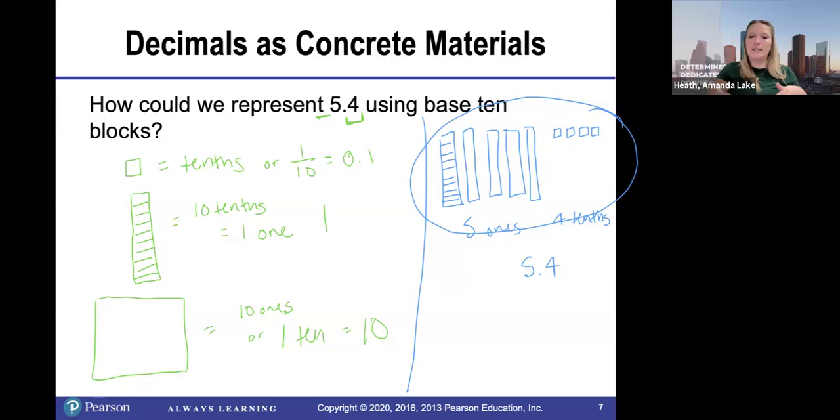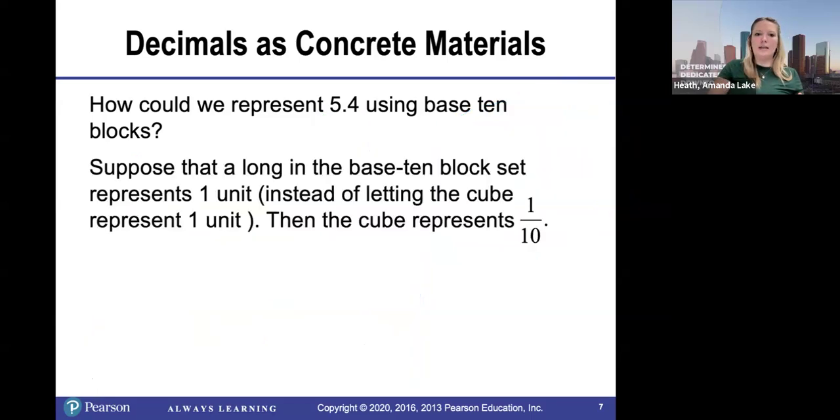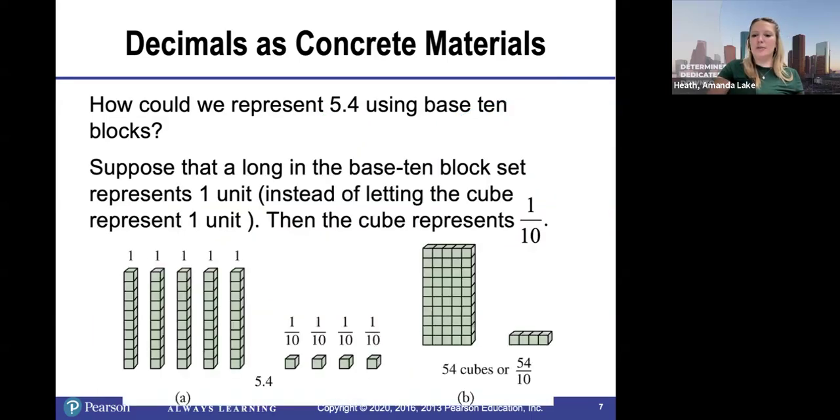So there are multiple ways we can represent this number using our base 10 blocks. In particular here, it's important that we have our little key representing what a small block is used to represent, because otherwise someone might look at this picture here on the right and say, oh, that's 54. But we're trying to represent 5.4, so we want to be clear that a small block is going to represent tenths. And here's just that explanation written out.